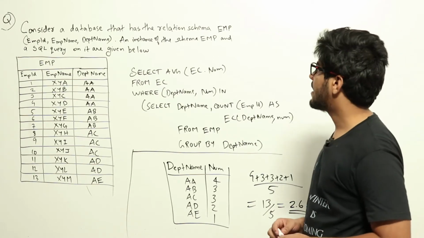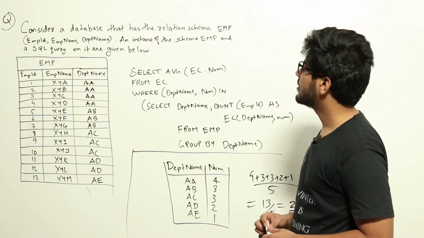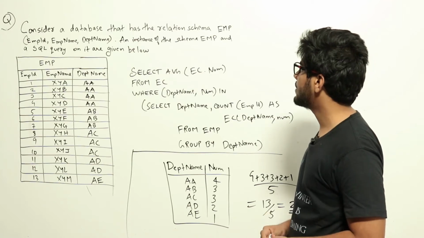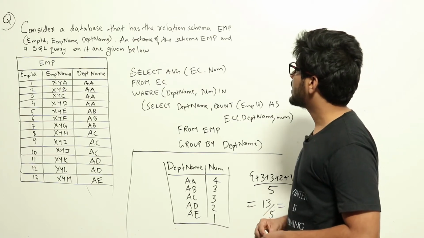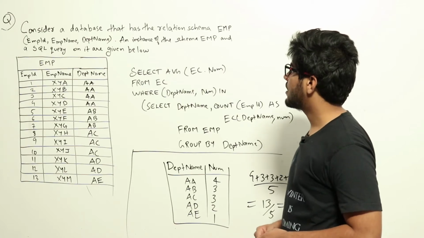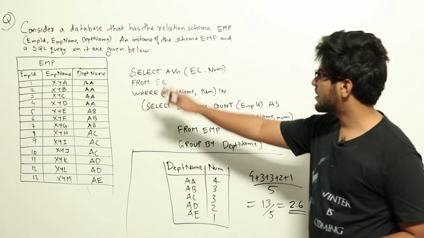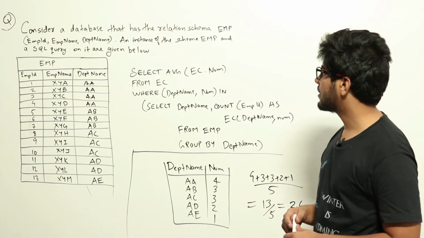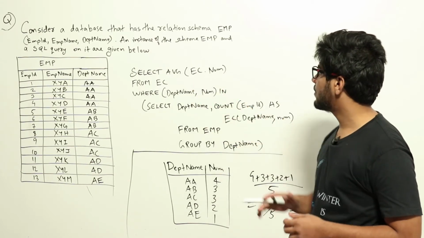Consider a database that has the relation schema EMP: employee ID, employee name, department name. An instance of the schema EMP and a SQL query on it are given below. This is the table EMP given here, and we have been given a query as well.